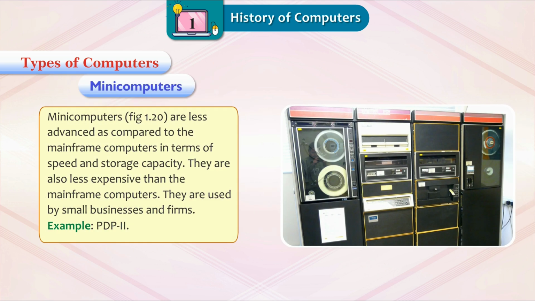Mini computers. Mini computers, refer to figure 1.20, are less advanced as compared to the mainframe computers in terms of speed and storage capacity. They are also less expensive than the mainframe computers. They are used by small businesses and firms. Example: PDP-2.